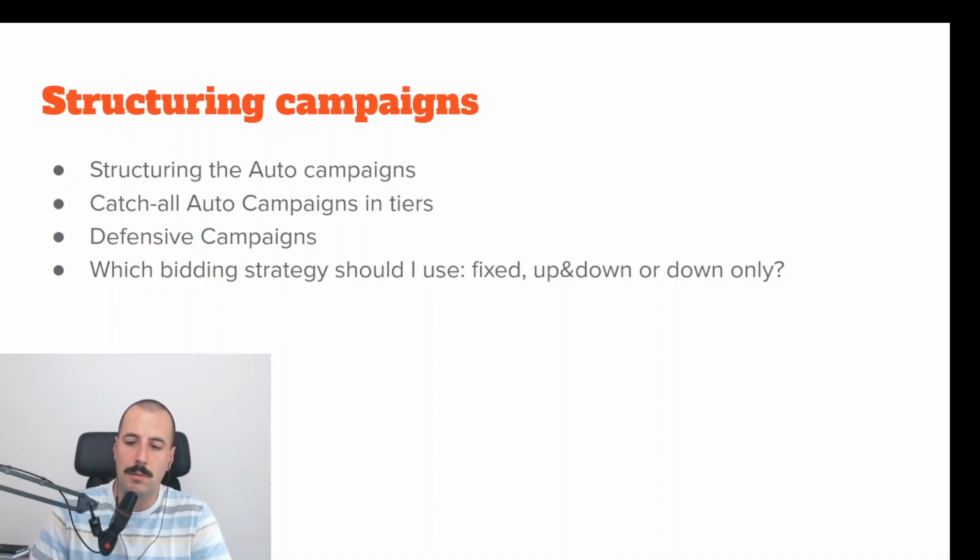So use it wisely. Down only is for established campaigns, fixed is for starting and for launches, and up and down is when you're experimenting and have solid historical data with Amazon, and then we just want to switch and see how things are going.